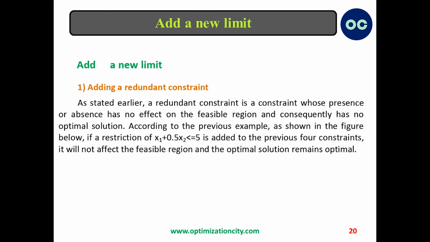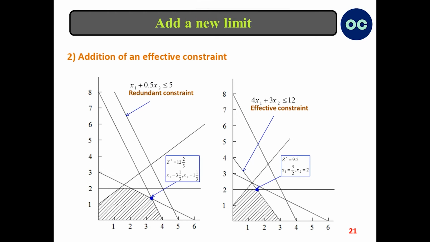First case, adding a redundant constraint. As I mentioned before, a redundant constraint is one that has no impact on the feasible region and therefore does not affect the optimal solution. Referring to the previous example as depicted in the diagram below, if we add the constraint x1 plus 0.5 x2 is less than 5 to the existing 4 constraints, it will not alter the feasible region. So this is a redundant constraint, and the optimal solution will remain unchanged.